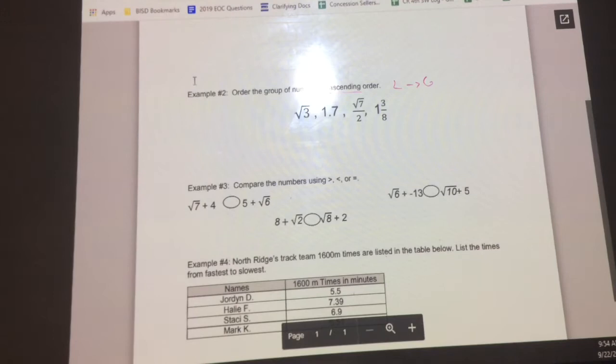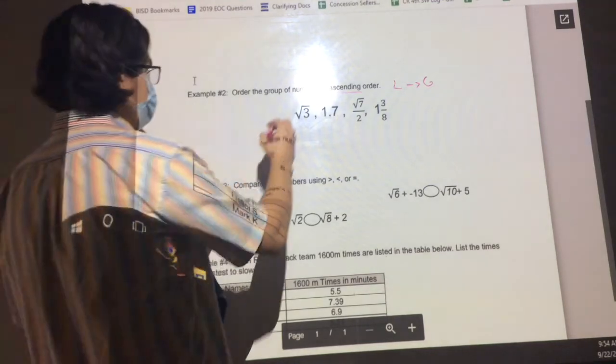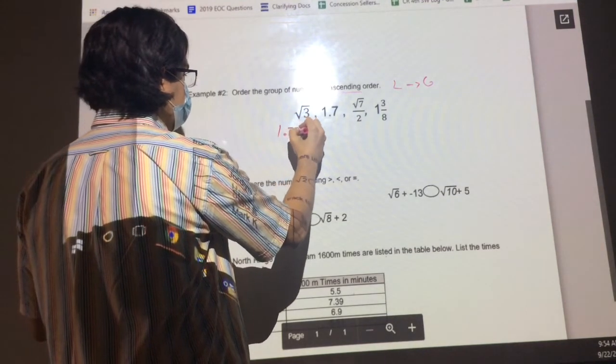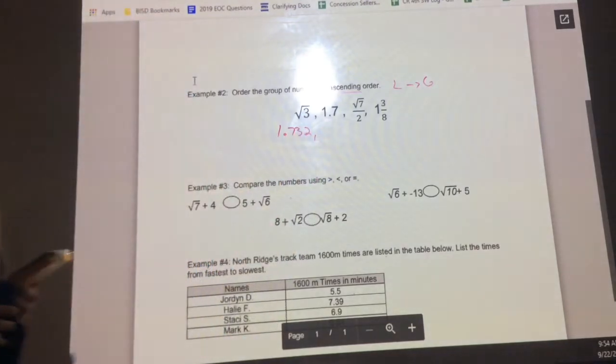All right, now, ladies and gentlemen, it's the exact same thing. First thing we're going to do is find the square root of 3. Can anybody tell me what the square root of 3 is? I want 3 digits past the decimal. 1.732. Are we all okay with that?